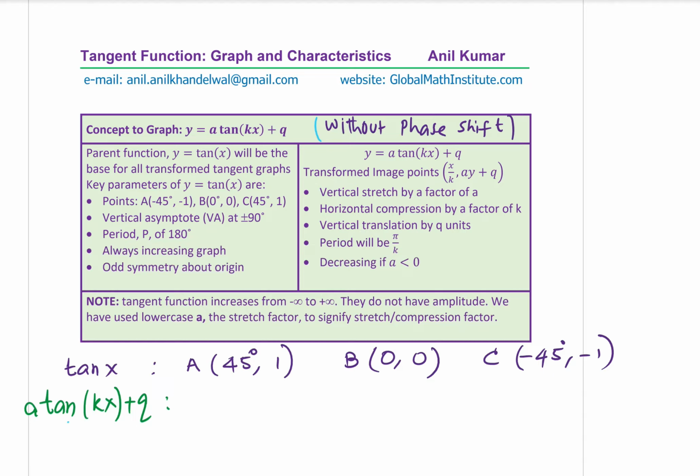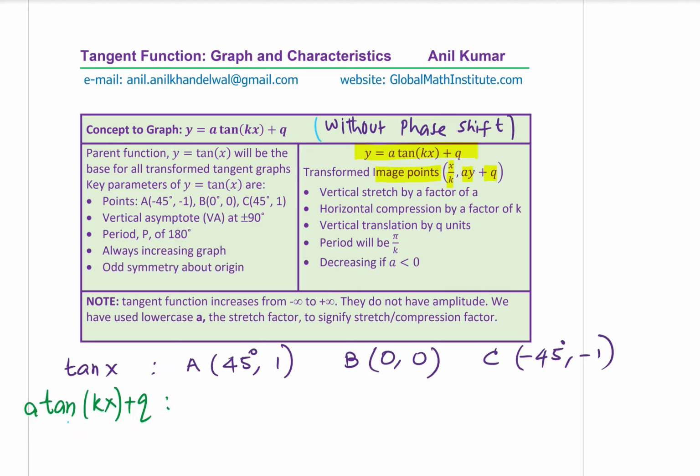So if that is the function, in that case, the image will be mapped like what? The x values will get divided by k, right? The y values will get multiplied by a and translated q units up, so plus q, correct? That is what the transformation will be.